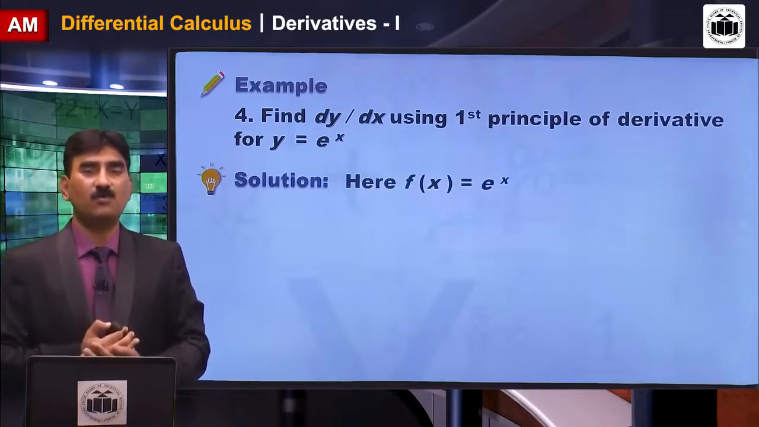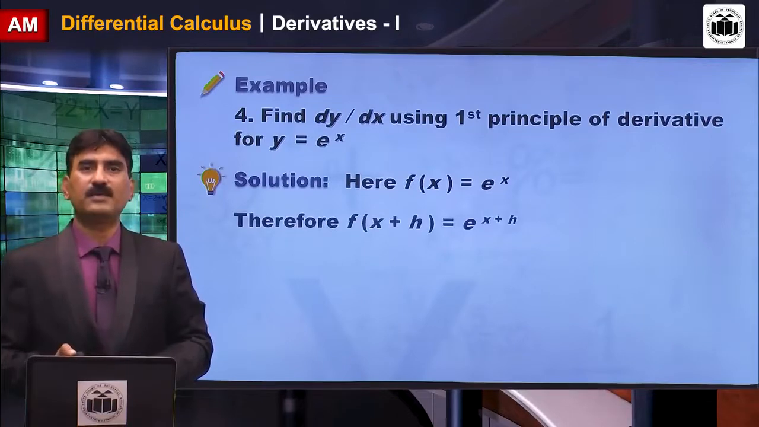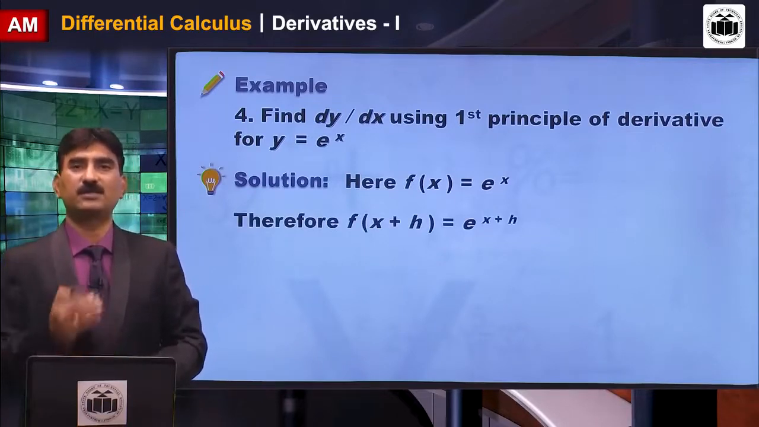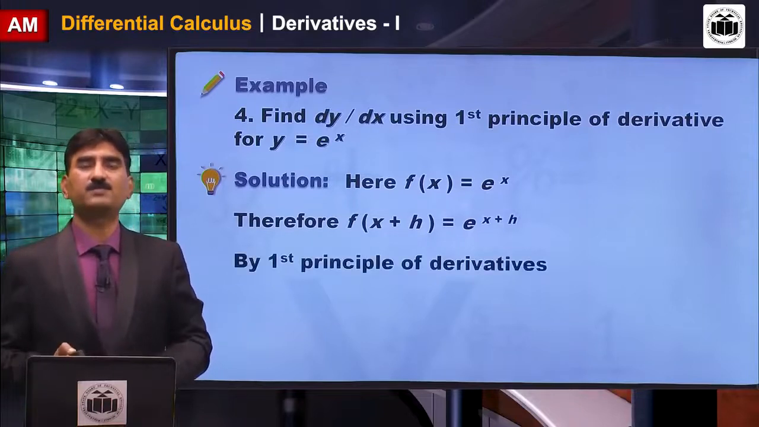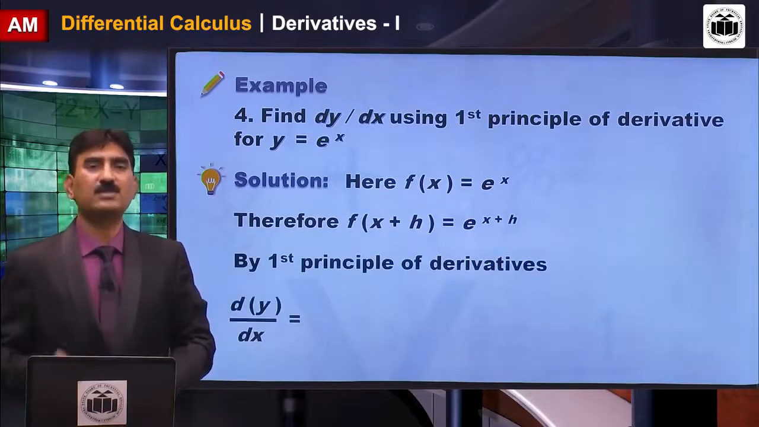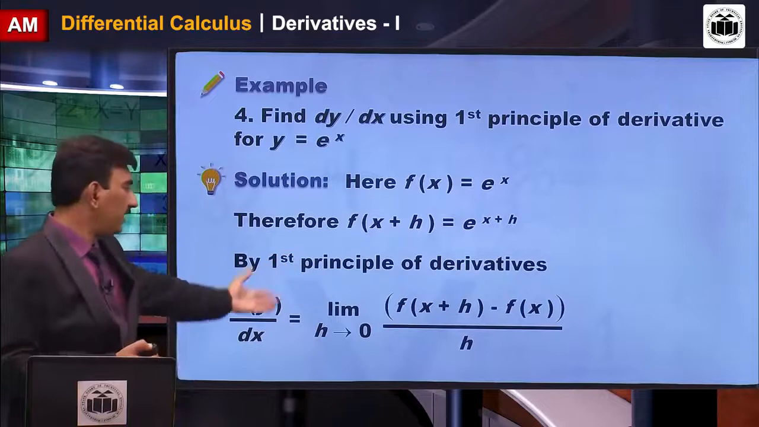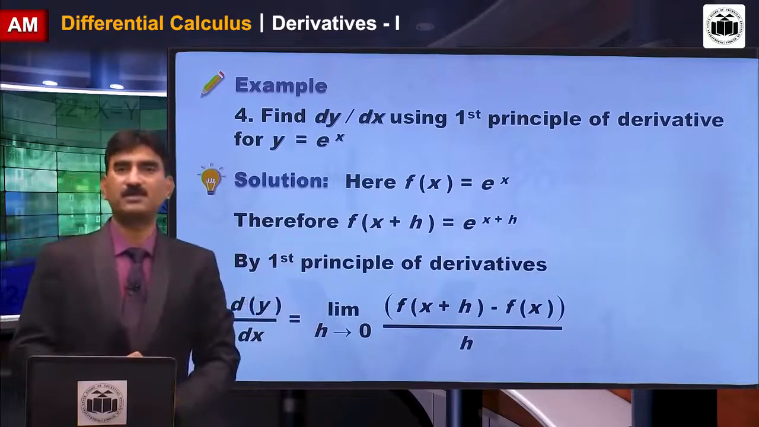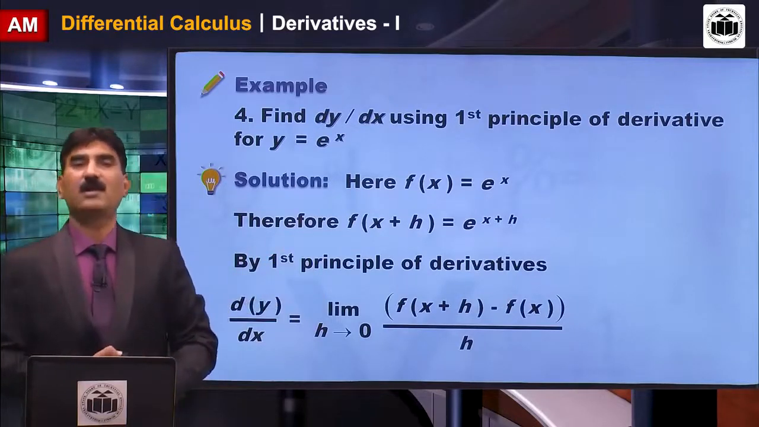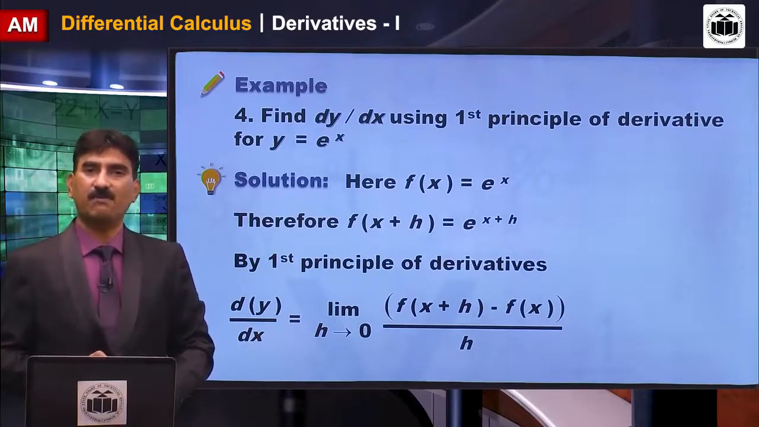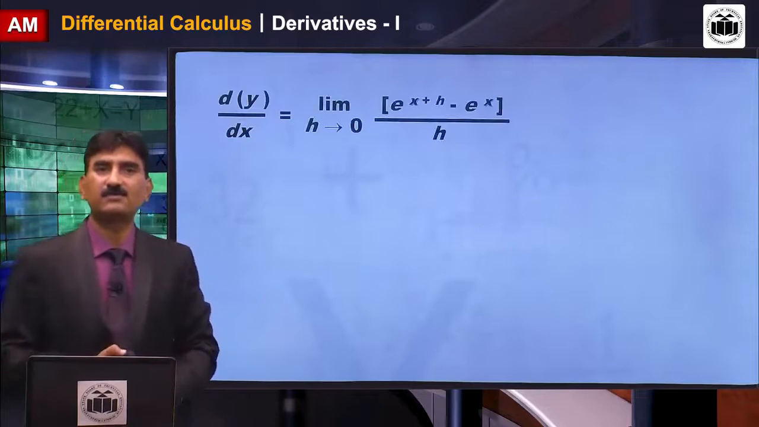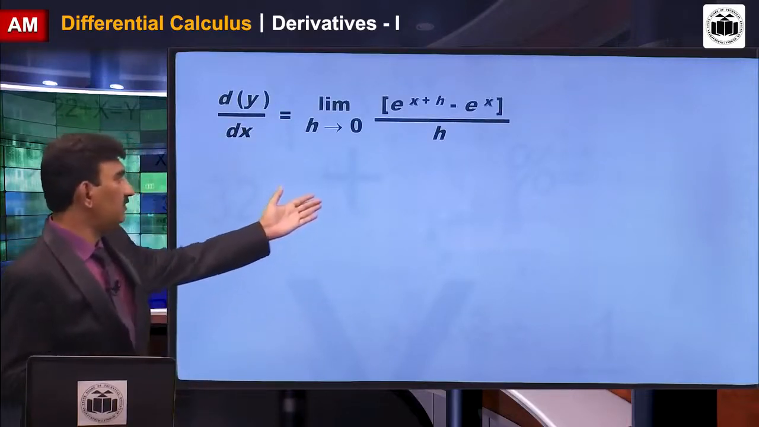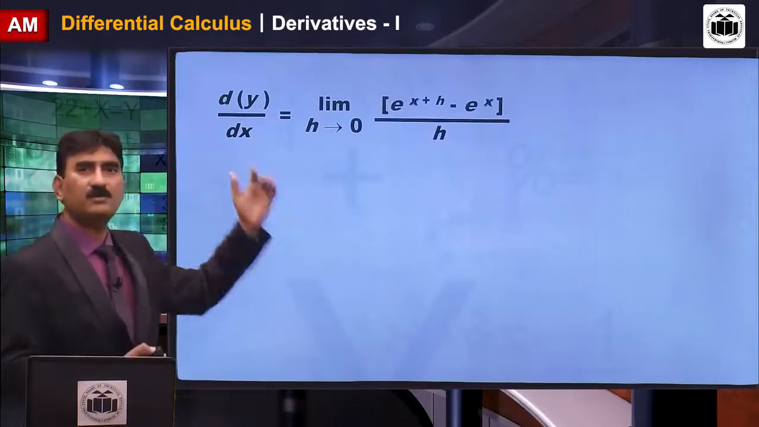Now we take a small increment in x. So we get f of x plus h is equal to e raised to x plus h. Now by using first principle of derivatives, what is the first principle of derivatives? Limit h tends to 0, f of x plus h minus f of x upon h. Now put down the values of f of x plus h and f of x. So what do we get? e raised to x plus h minus e raised to x upon h.